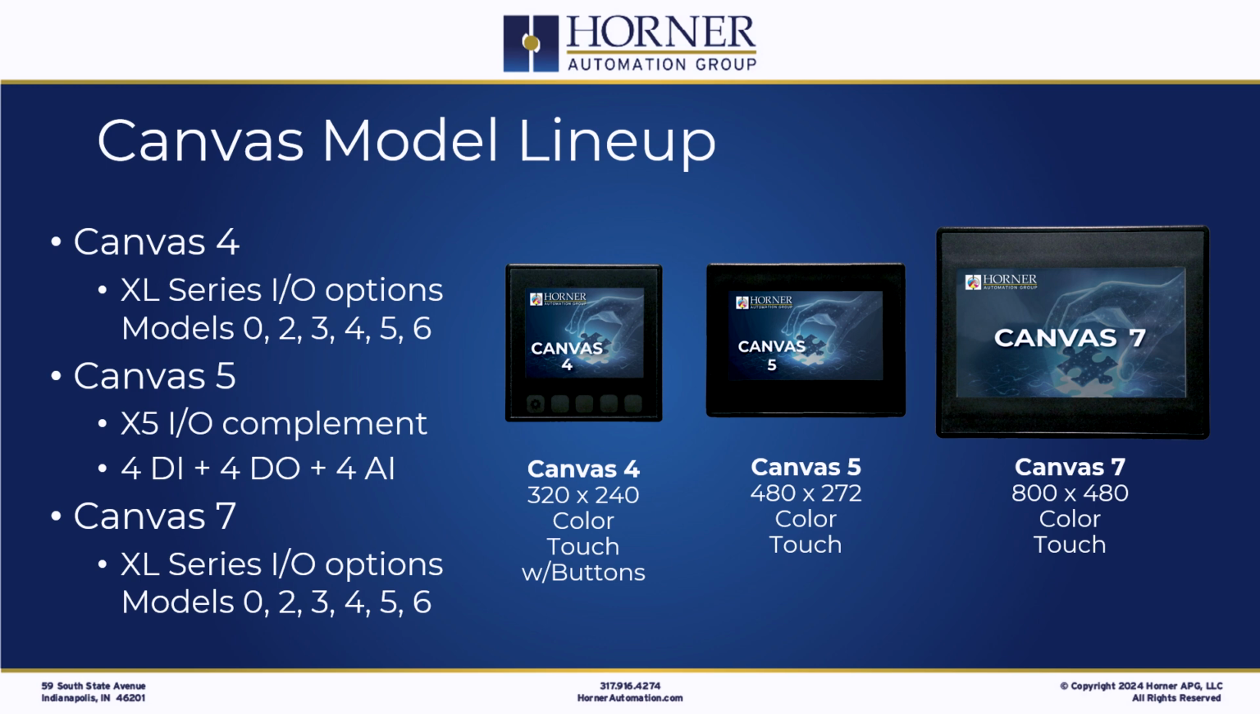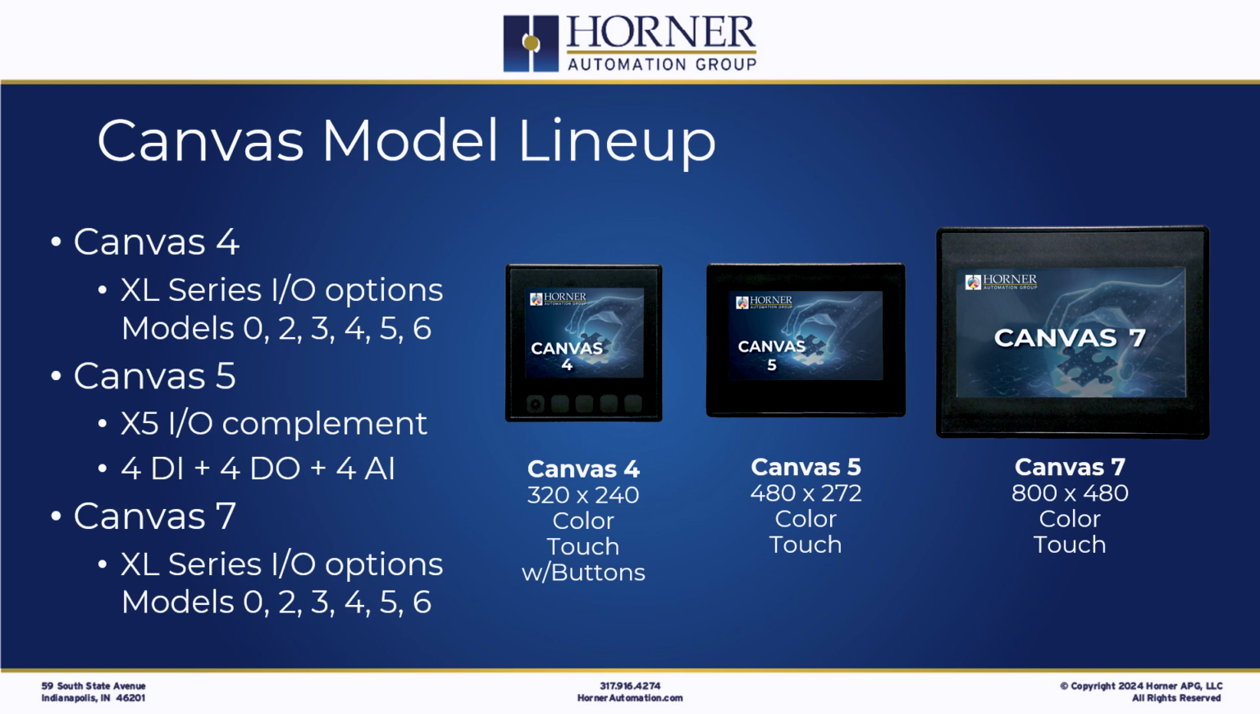Now, all the models in Canvas, with the exception of one, feature XL series IO options. So when you order them from the factory, you'll select whether you want a Model 0 with no built-in IO, a Model 2 IO complement, which is 12 digital in, 6 relay out, and 4 analog in. There's the Model 3, which is 12 in, 12 out, solid state, and 2 analog in.